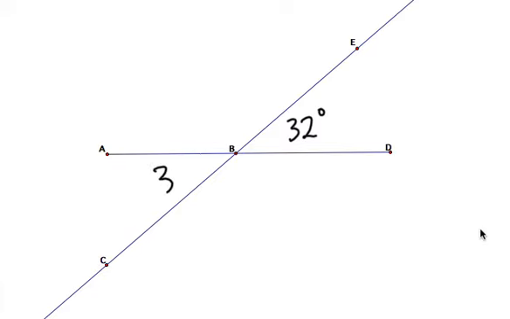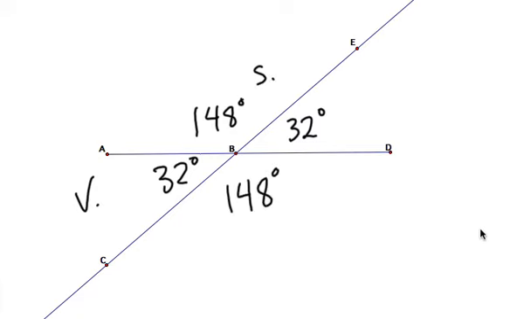All right, so if that's 32, this is also 32 because of vertical angles. And then if they're 32, then the other one has to be what, 148? It's supplementary with a 32, so this would also be 148. Okay, so that's supplementary and vertical angles. They're really helpful when you have intersecting lines like this, because as long as you know one angle, you can figure out all the other angles.